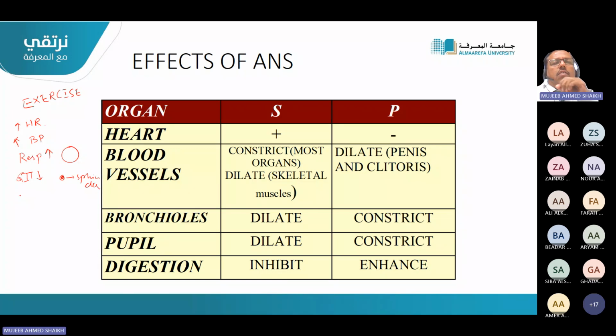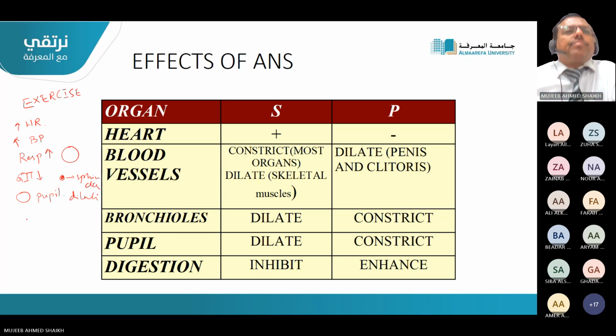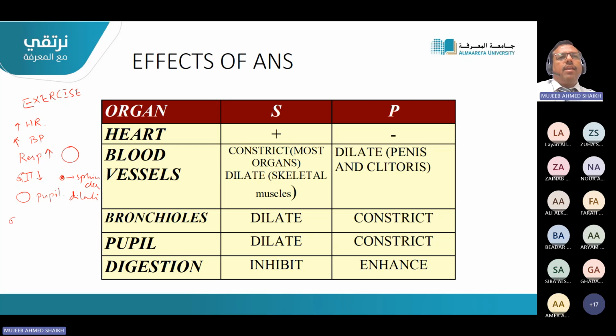Also, what about your eyes, vision? Vision will be narrow, near only, or maybe you can see far during a football match. So there is pupillary dilatation. Pupils will dilate. Do you require more energy or less energy during a football match? More energy. That means you have to have glycolysis, or glycogenolysis, that will give you more glucose.